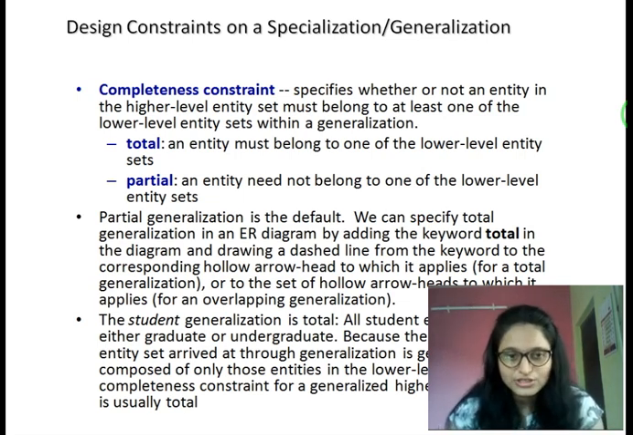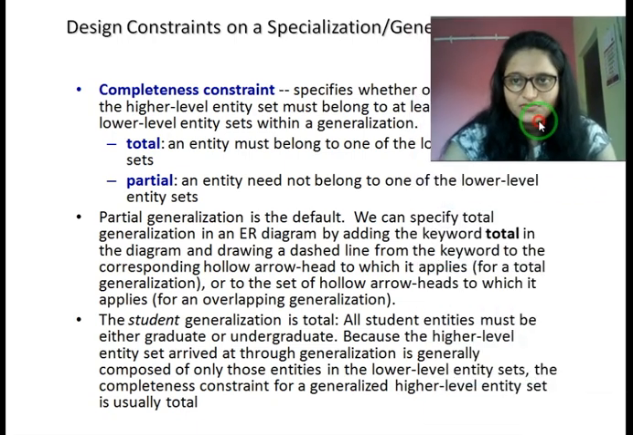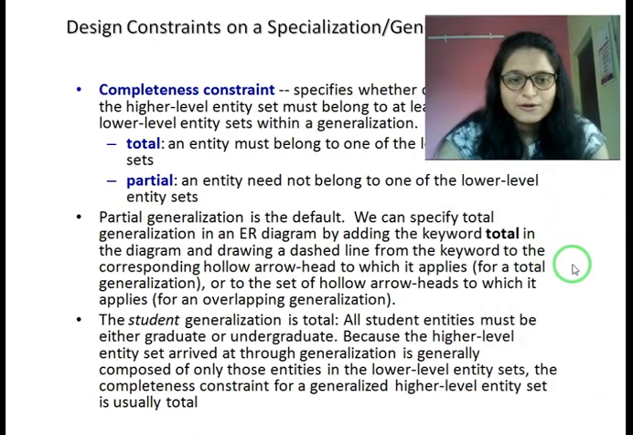So dear student, if an entity must belong to one of the lower level entity sets, the generalization is total; if an entity need not belong to one of the lower level entity sets, it is partial. Here the student generalization is total, which means all the student entities must be either graduate or undergraduate. Let's take one example.